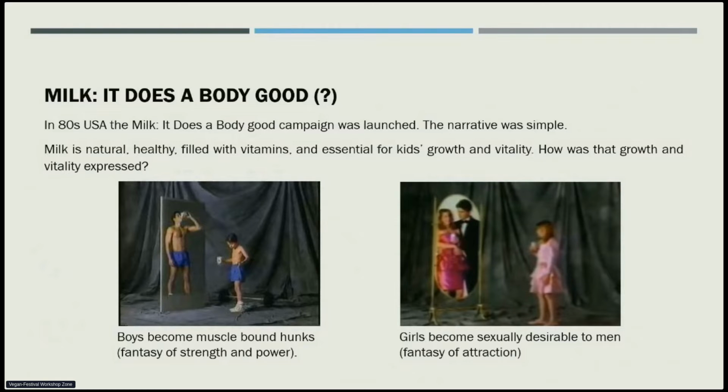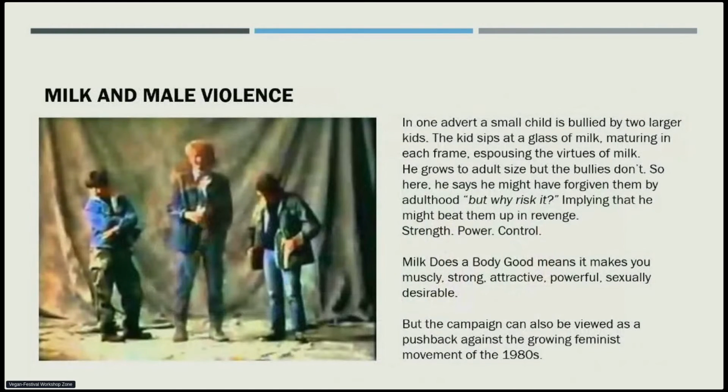But my favorite one really delves into the idea of animal exploitation and male violence as it was depicted in the 80s. In this particular advert, a small child is being bullied by two bigger kids. And as he drinks his glass of milk, espousing the virtues of, I'm going to grow up to be strong because of my glass of milk, and look at how tall I'm getting, he gets stronger, more articulate. And then, once he attains his adult size, he turns to his bullies and goes, I might have forgiven you by the time I'm an adult, but why risk it? Implying that he's going to beat the crap out of them when he's bigger than them, and it's all because milk gave him the strength and the power and the control.